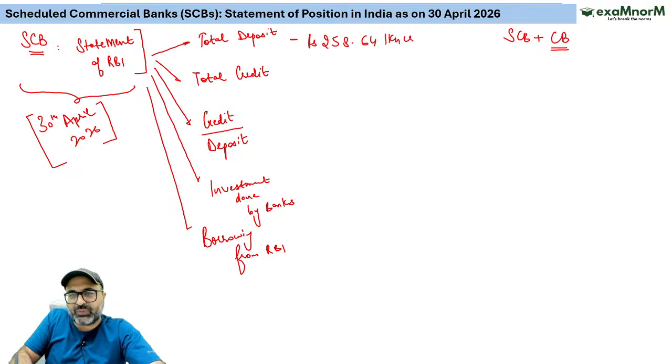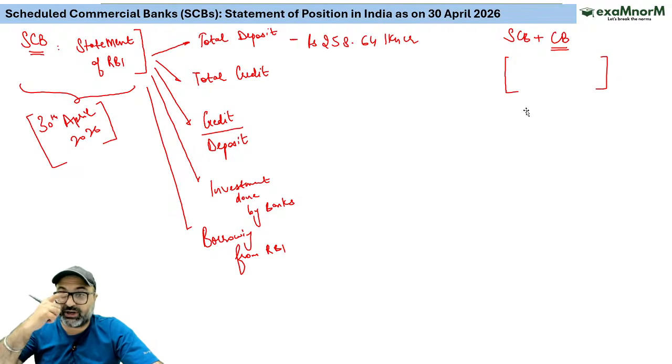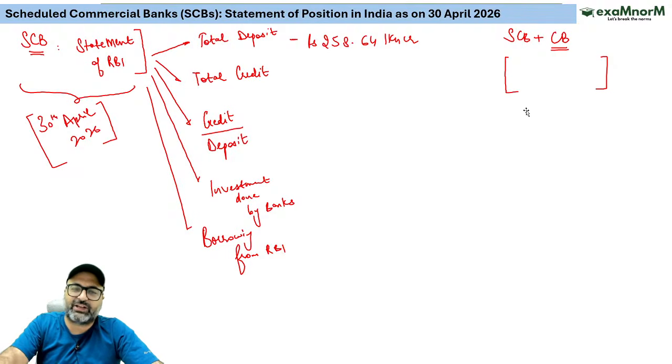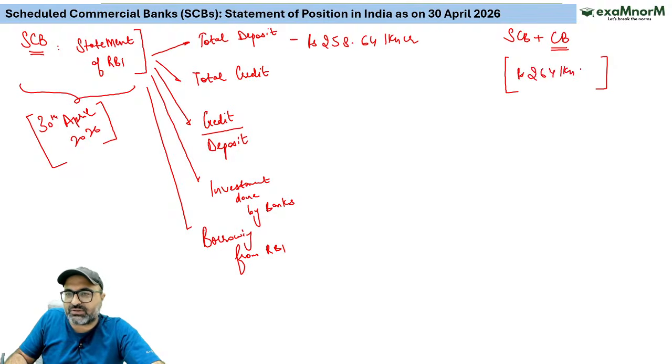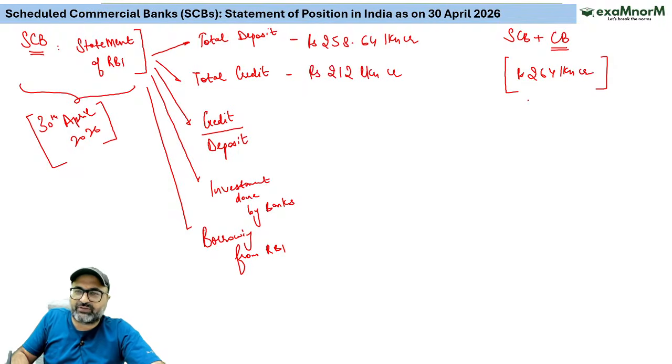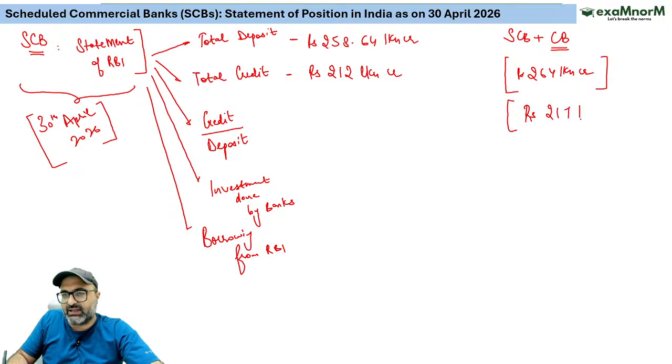258.64 lakh crores. अगर कोई पूछे कि नहीं, scheduled commercial banks plus state cooperative banks, scheduled commercial banks plus state cooperative banks plus urban cooperative banks, then what is the value? So then this value is 264 lakh crores. Total credit की बात करूं तो obviously credit is less than the deposits. It is 212 lakh crores. But if I talk about the total credits given by all the banks, that is 217. That is 217 लाख करोड़.